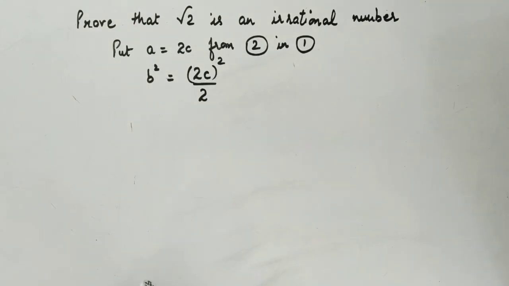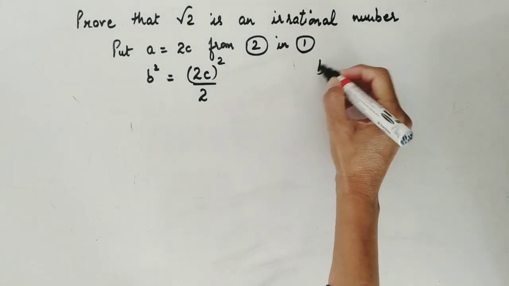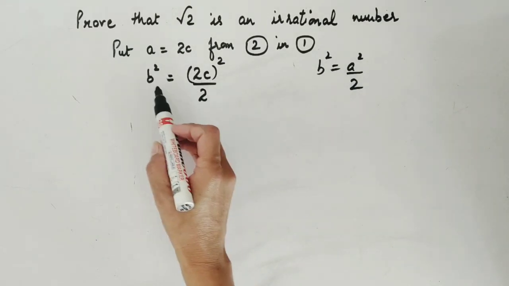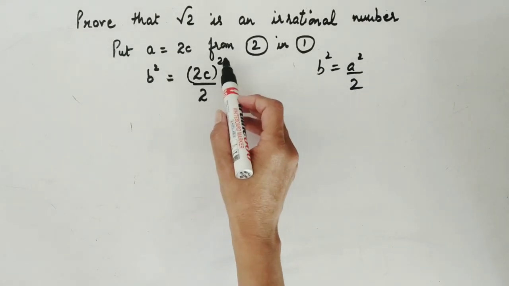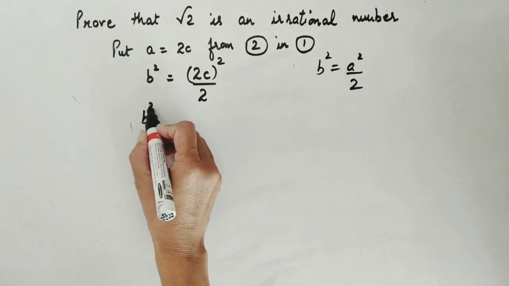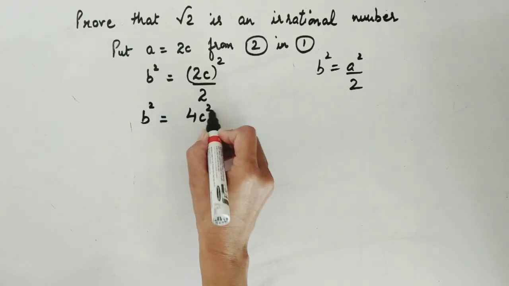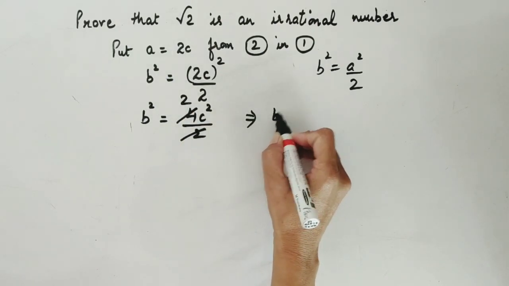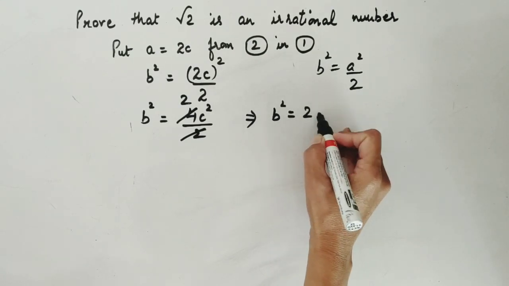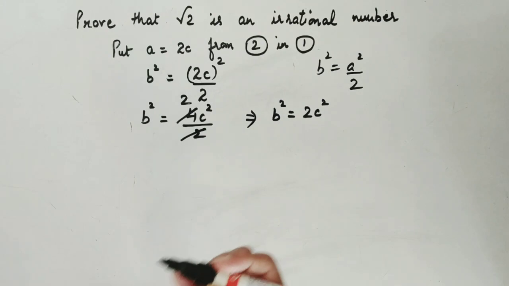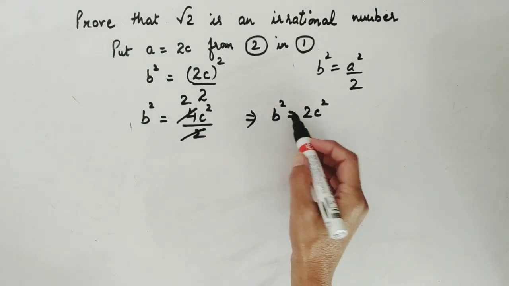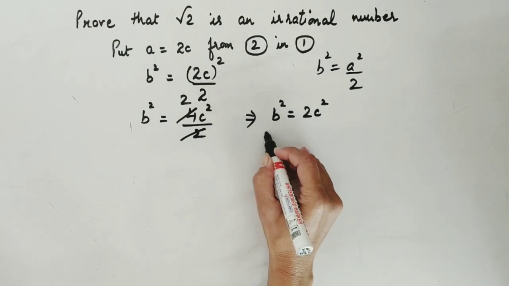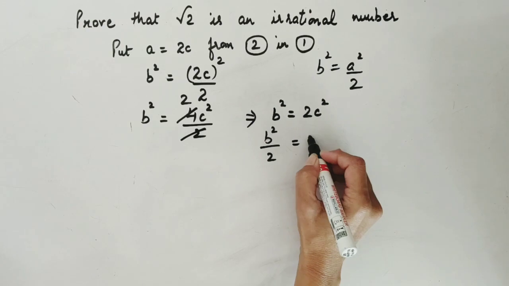When we substitute the value, we know b square was a square by 2. Okay, put the value of a as 2c. So this becomes b square is 2c whole square by 2. Further, when you simplify, b square would be 4c square by 2, which on simplification would give you b square equals to 2c square. Now what does it mean? If b square is 2c square, this implies b square by 2 equals to c square.